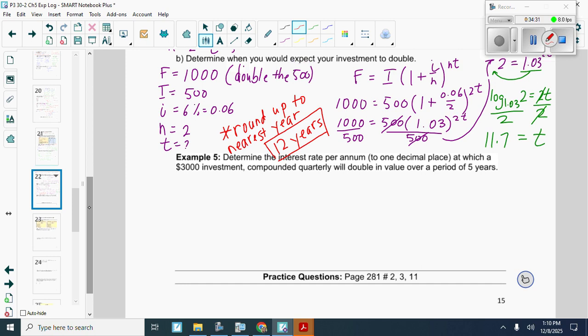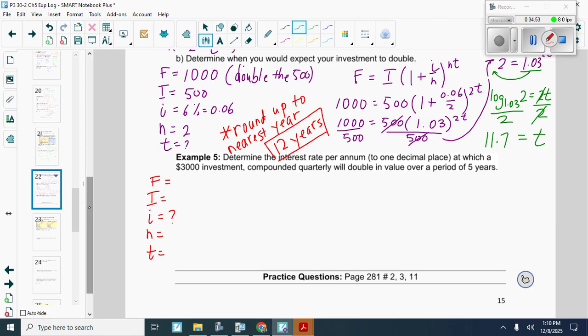Okay, so start by writing down everything that you know. Do you have your F? Do you have your initial amount? Do you have an interest rate? Do you have a compounding period? Do you have how many years? Okay, what do you have? So this is what we're trying to figure out.